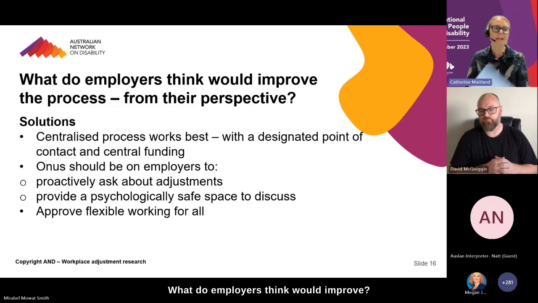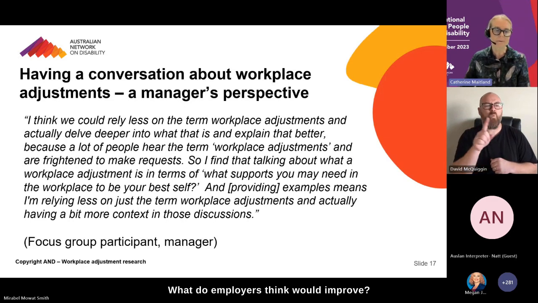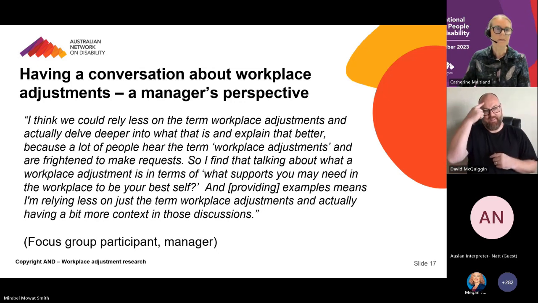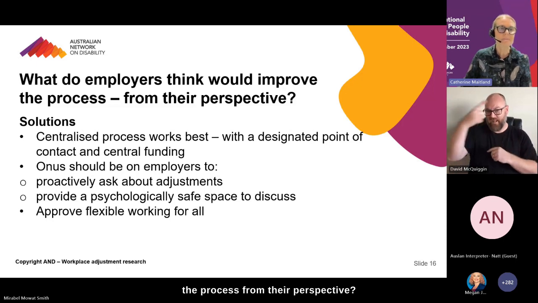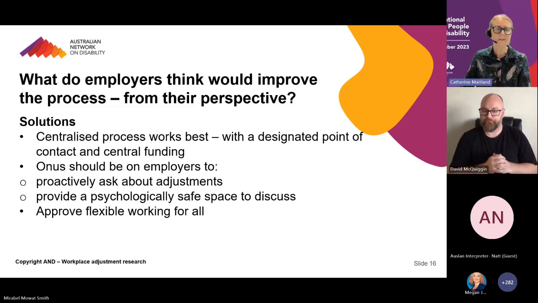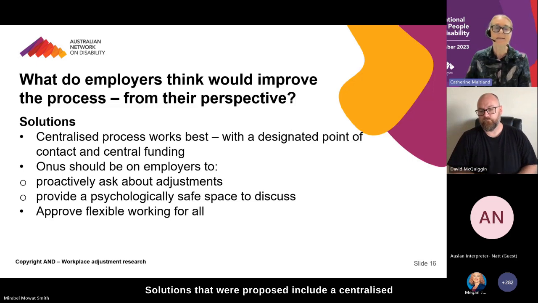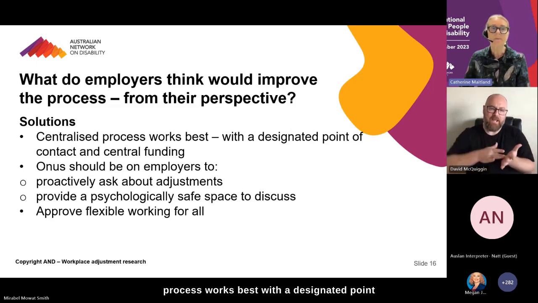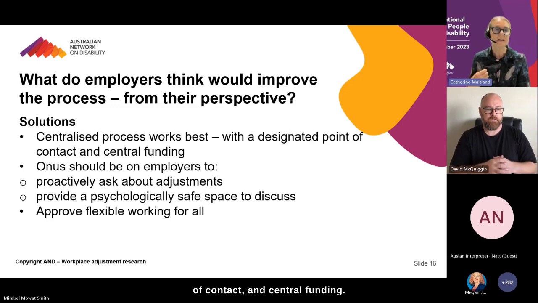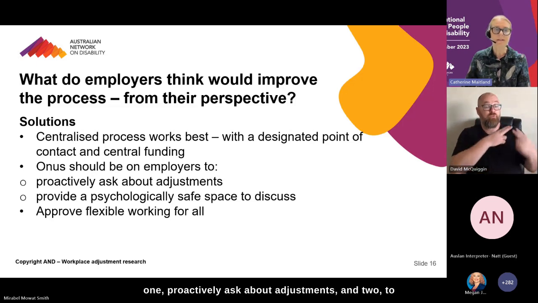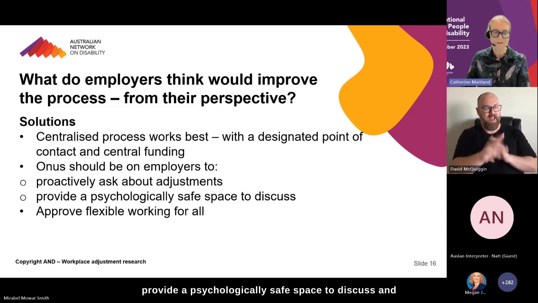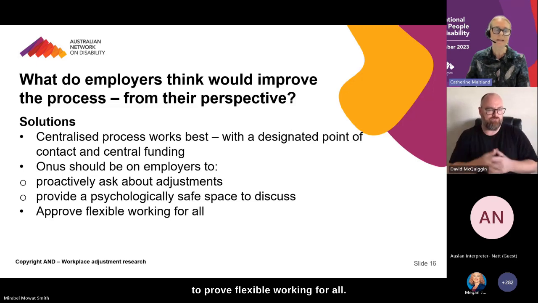What do employers think would improve the process from their perspective? Solutions that were proposed include a centralized process works best with a designated point of contact and central funding. The onus should be on the employers to, 1, proactively ask about adjustments, and 2, to provide a psychologically safe space to discuss, and to provide flexible working for all.